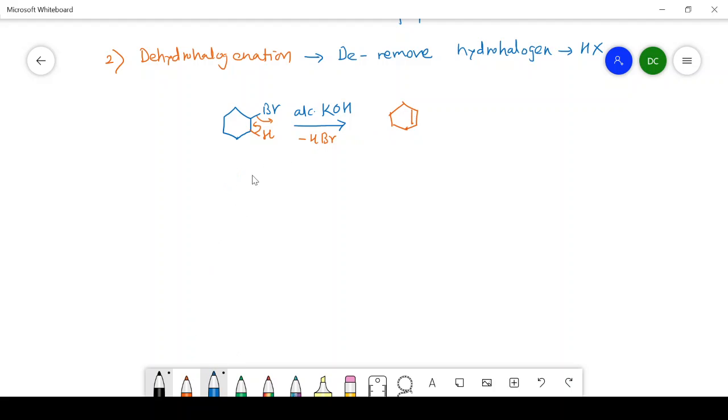For a different example, I will take here a 5-membered ring. We'll write a 5-membered ring. On one carbon, there is the presence of Br, alcoholic KOH. Heating is there, and it will eliminate HBr, and we get cyclopentene.